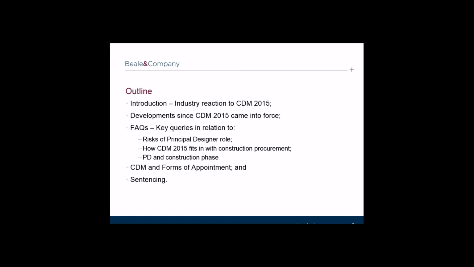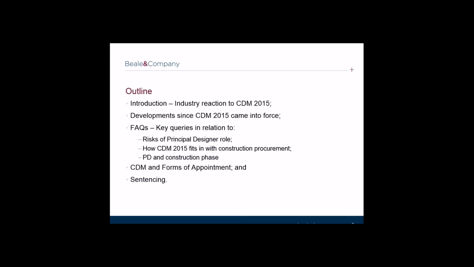The outline for today's webinar is as set out in this slide. We'll start with a quick introduction to the regulations, although I'm sure most, if not all of you, are familiar with what they say now. We'll then look at some of the developments since the regulations came into force in April last year, before diving into the main questions that have arisen regarding CDM 2015. Some of these have been raised by clients, including in advance of today, and we thank you for those questions, and some from discussion amongst health and safety law practitioners.